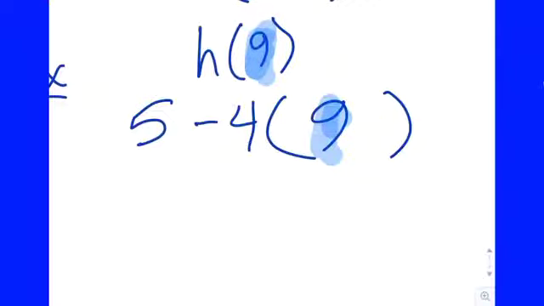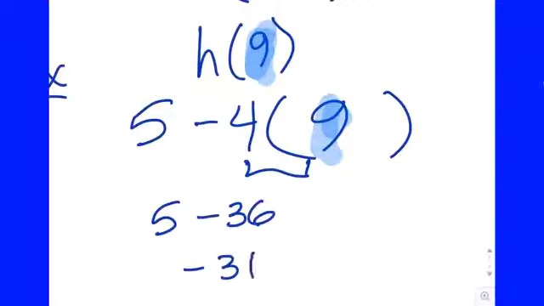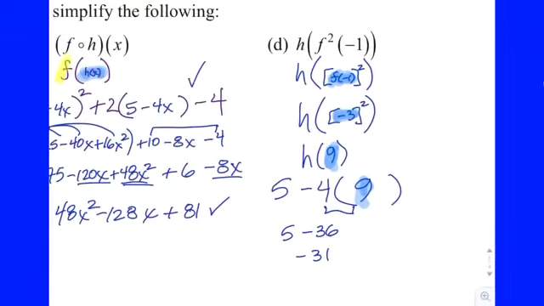And now what do we do? 5 minus 4 first? Nope, multiplication before addition. So we get 5 minus 36, and you end up with negative 31. So a question like this tomorrow, if it showed up, something similar to this would be another 2-checker. Probably one for your setup, maybe getting all the way to the 9, and then one for evaluating it after that.